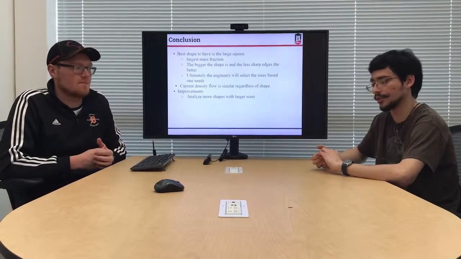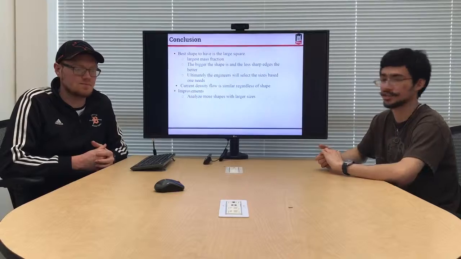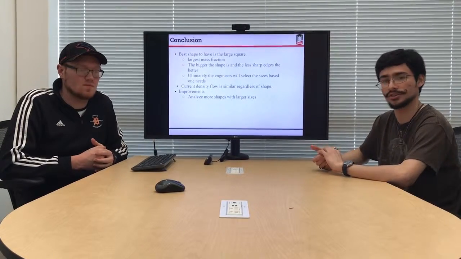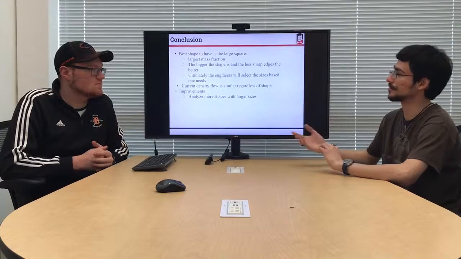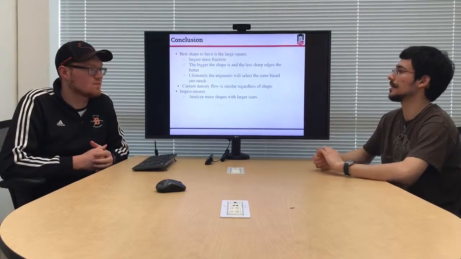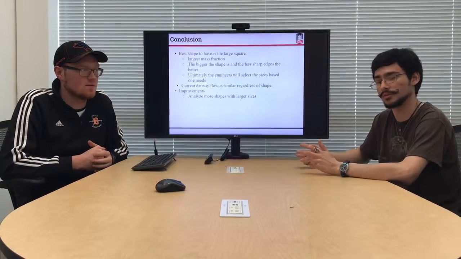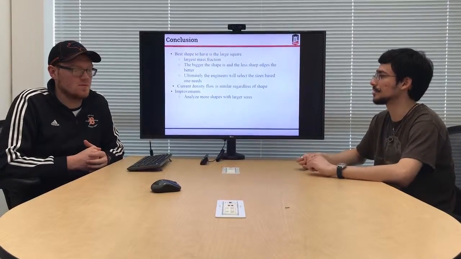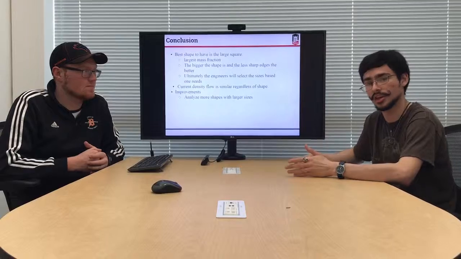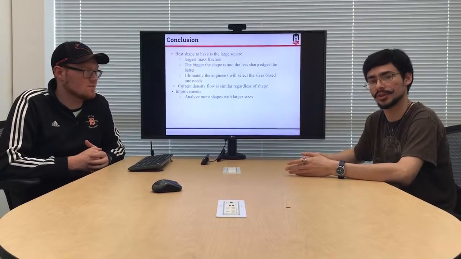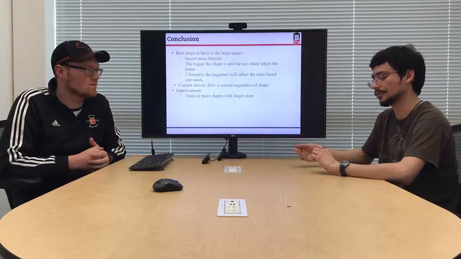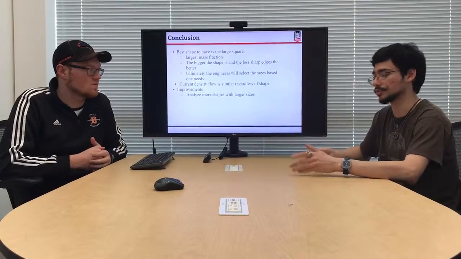So in conclusion, we found that the large square was the best shape to have for our geometries. It had the largest mass fraction, and we also noticed that the bigger the shape is of the channels and the less sharp edges, the better. However, we also noticed that it's a trade-off depending on the geometries. So ultimately, engineers have to find the best geometry for their fuel cells to optimize the performance. We found out that current density flow is similar throughout the channels regardless of the geometries.